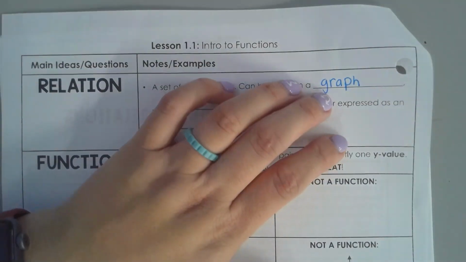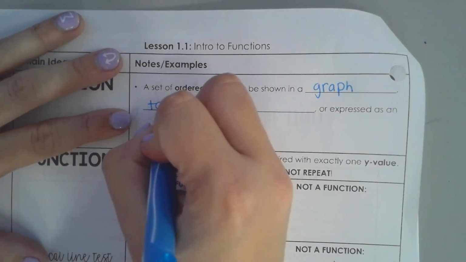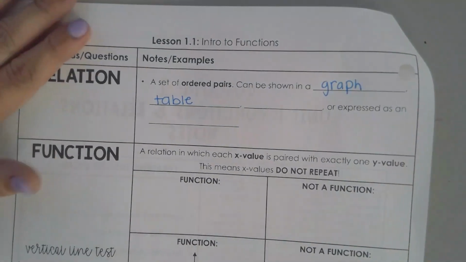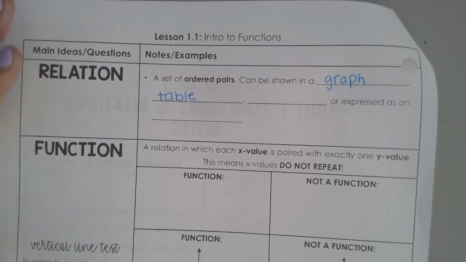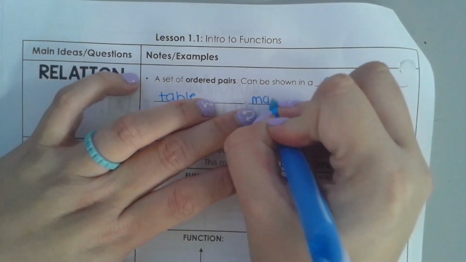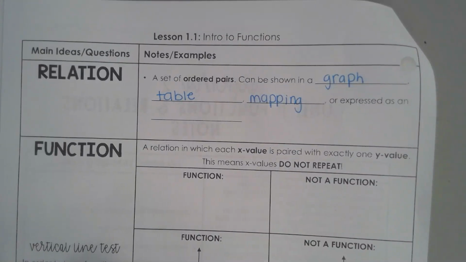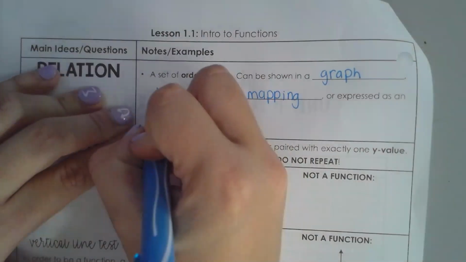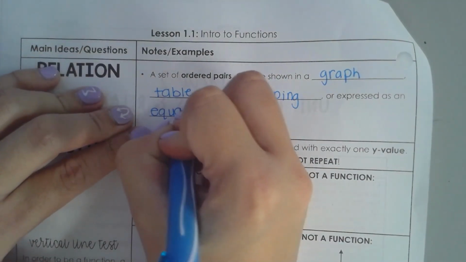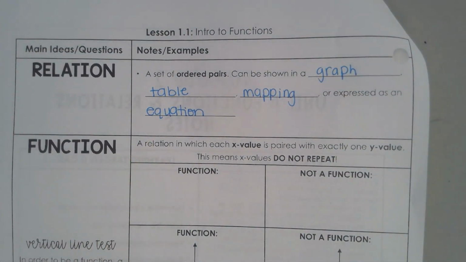Sometimes you might see a graph, or a table. So you've seen a table of points before. You have a column of X's and a column of Y's. Something called a mapping. If you look down on your paper, number 3, that is a mapping. Or it might be an equation. So a lot of things are considered a relation.